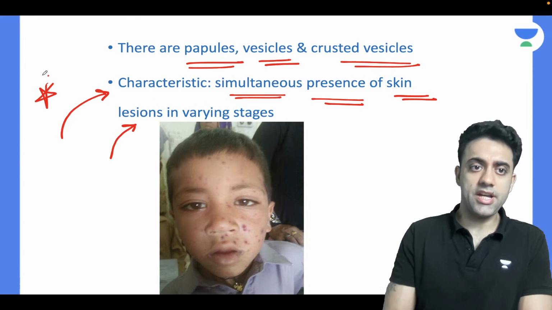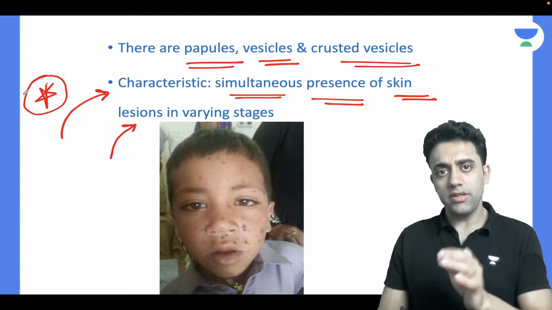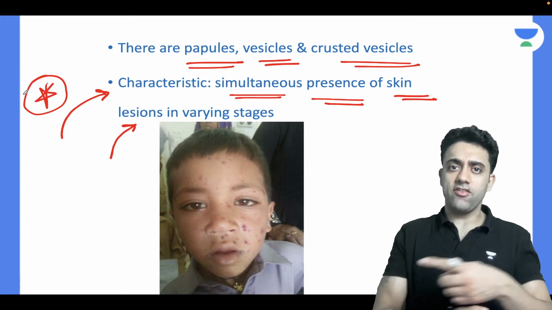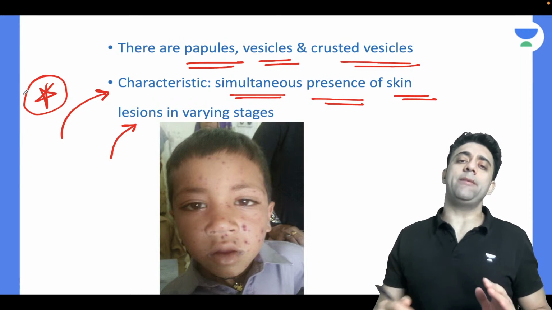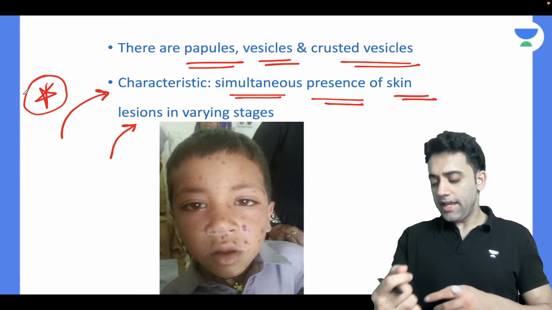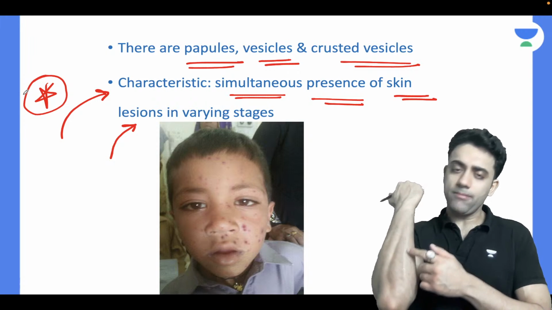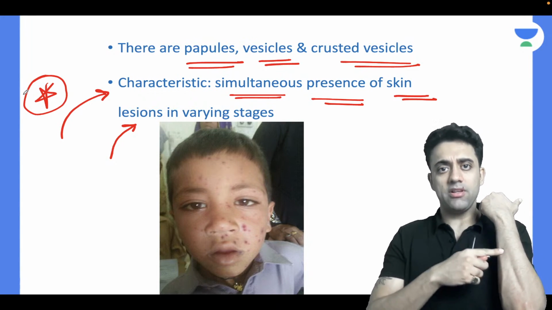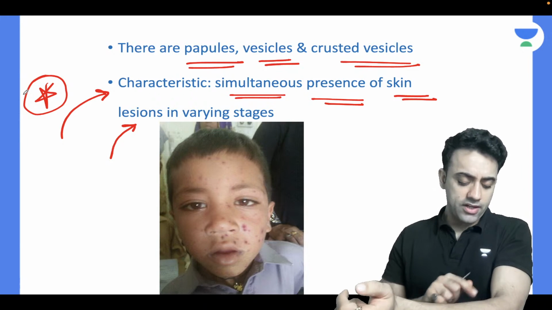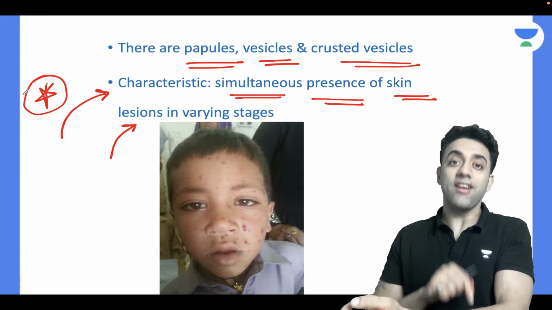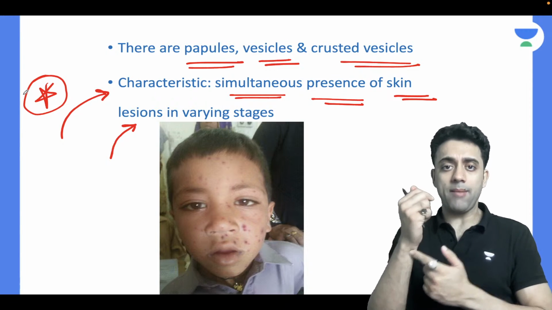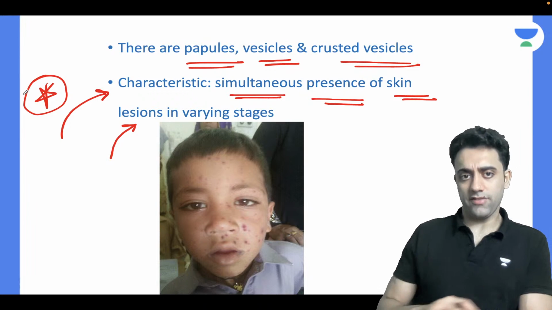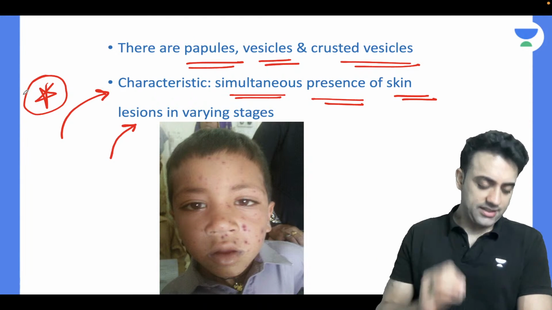Very important PG entrance question. Chickenpox is the only disease where all types of stages of rash are present at the same time. What do you mean by that, sir? Here I'm having a macule. Here I'm having a maculopapular rash. Here I'm having a maculopapular vesicular rash, and here I'm having all the black crusting. So can we appreciate macule, papule, vesicle, crust? All the various types of lesions are present at the same time.